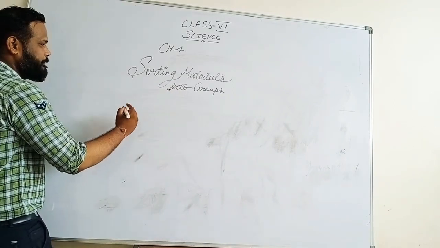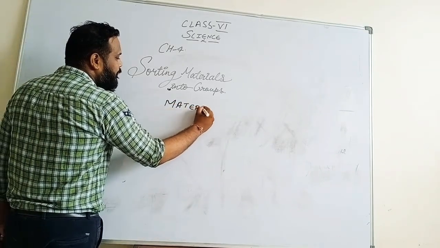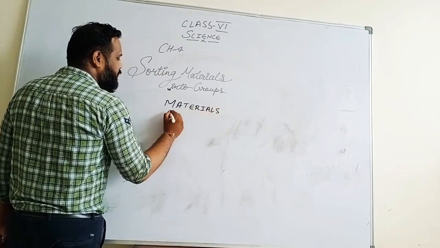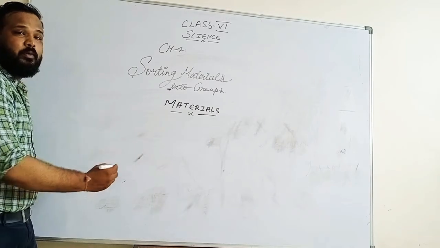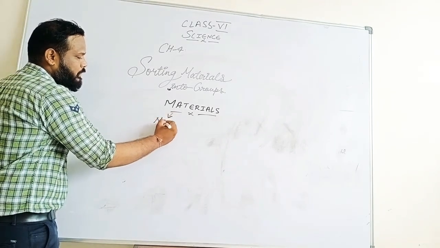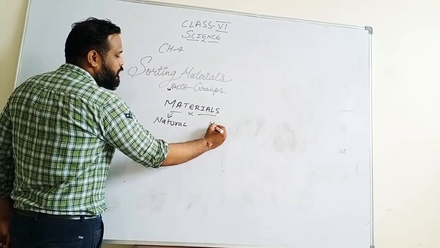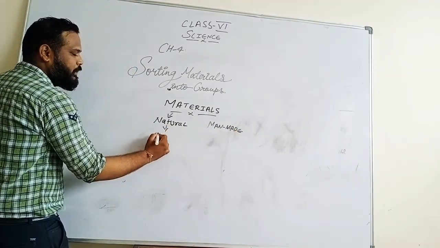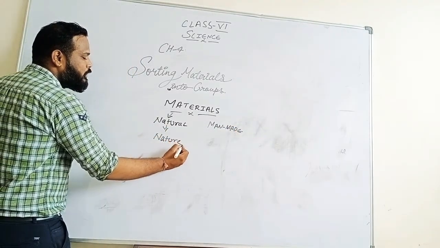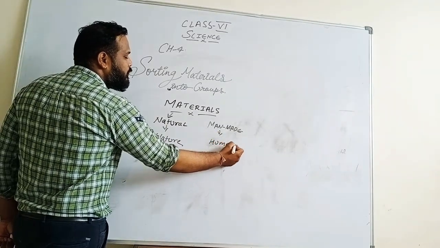Let us start with the topic, the properties of materials. But first of all we must know what materials are. In your book, materials are divided into two ways. One is natural, and the second one is man-made. We can also call it artificial, but in your book it is written as man-made. Natural, obtained from nature, and man-made, processed and formed by human beings.